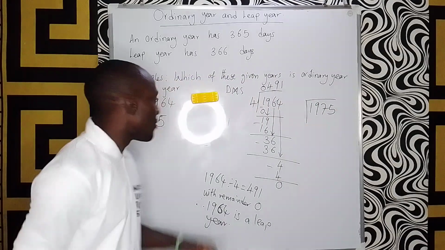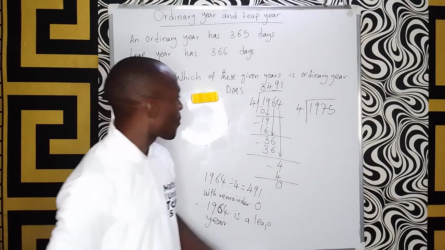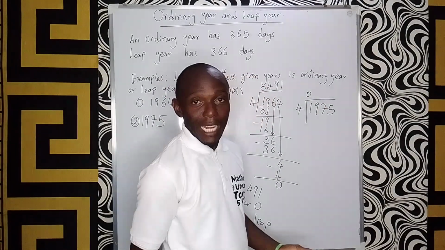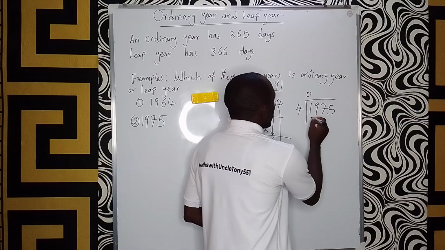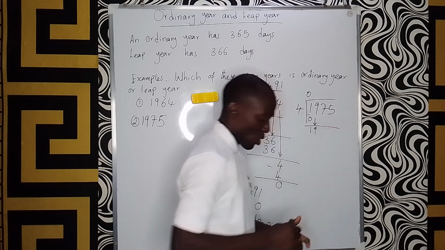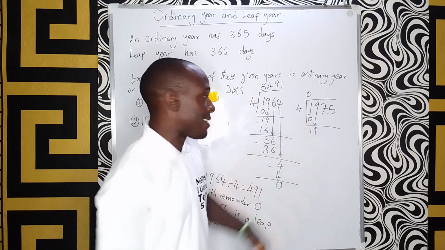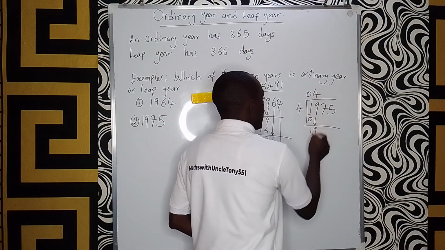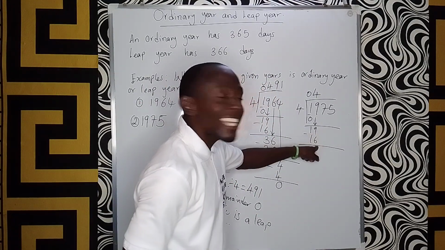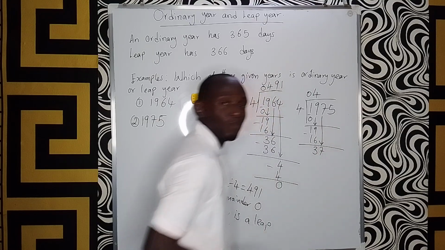Let's quickly look at number 2, 1975. Like I said, you divide by 4. We are dividing 1975 by 4. We pick the numbers one after the other. 1 divided by 4 is 0, because it cannot. 0 multiplied by 4 is 0. We draw our line. 1 take away 0 is 1. You bring down your 9. We have 19. 4 into 19. How many times will 4 go into 19? It is 4 times. 4 times 4 is 16. We have subtraction. 19 take away 16 we have 3.